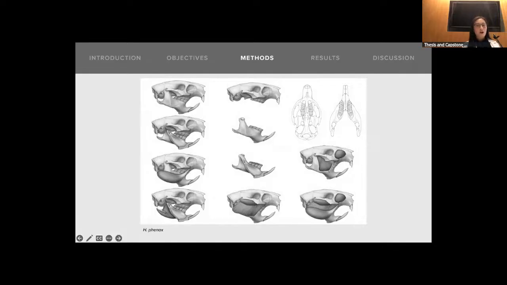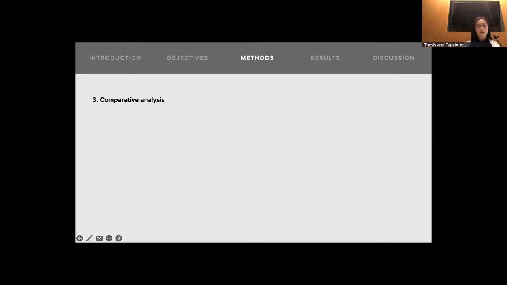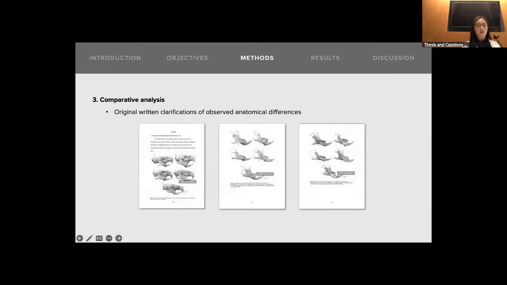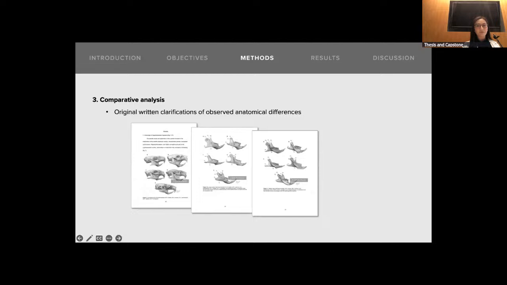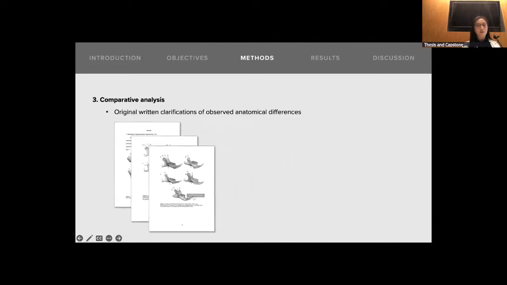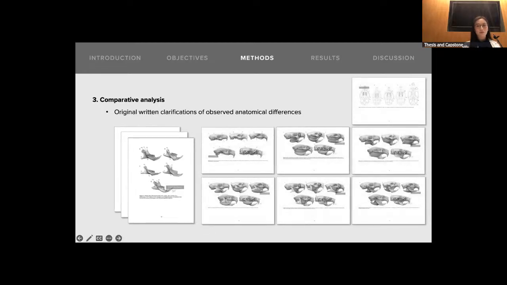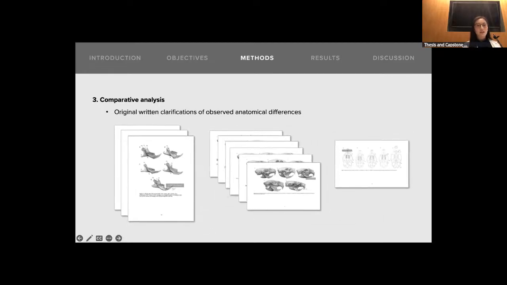Here is an example of all the assets I did for one of the species, Hexalobodon phoenax. This was done for all 5 species. From these visualizations, I wrote clarifications of the observed anatomical differences, as well as all the relevant bony landmarks, which were labeled, and the muscles. And this is the overall breadth of the illustrations that I did. These observations went beyond the content of my preceptor's papers and are my original comparative anatomical analyses.